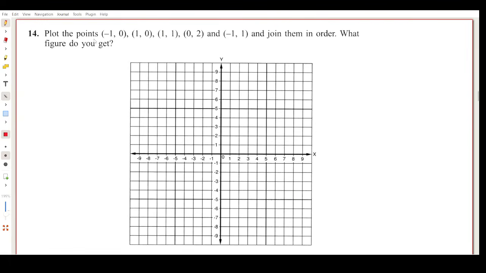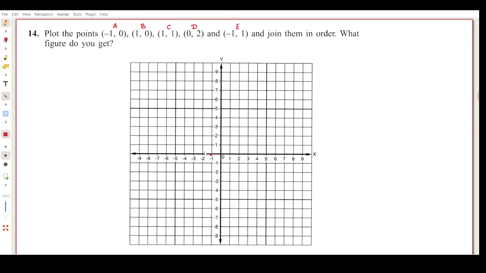14th one, plot the point and join them in order. Okay, what figure do we get? So join the figure in order. That means you can just name it as, this is A, B, C, D, E. As you can mark the point A, minus 1 comma 0.